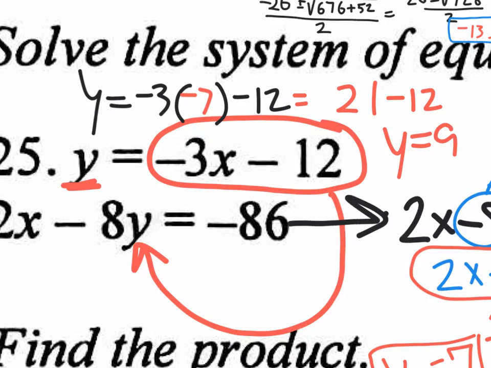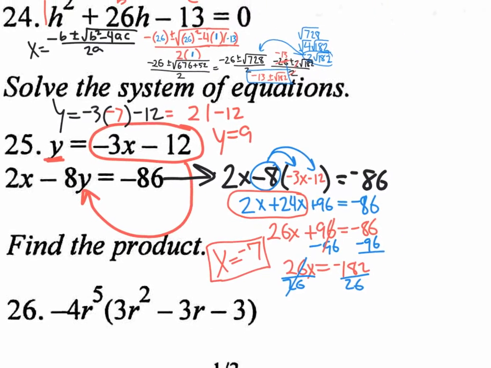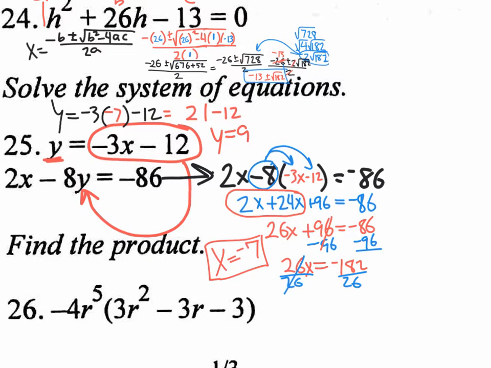So the answer is the x value of -7, the coordinate -7, and the y value of 9. That's the answer to that system.